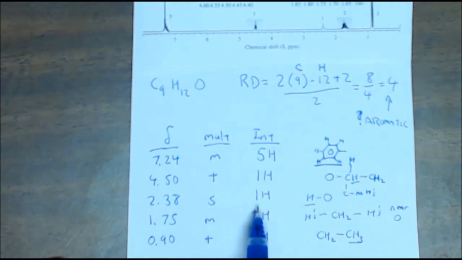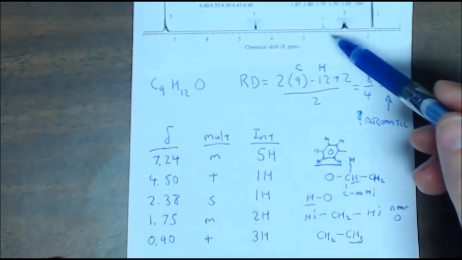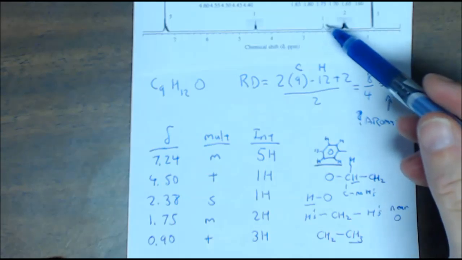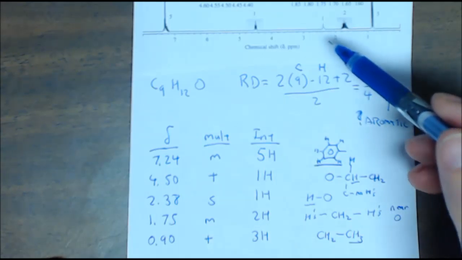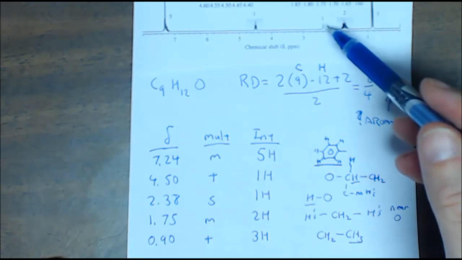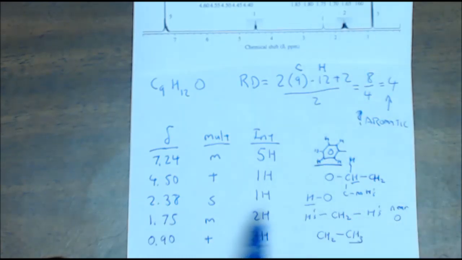It's a singlet, one hydrogen. If you look at the way this thing looks, see how it's kind of broadened like that? That's a dead giveaway for an alcohol. Okay, so that's the hydrogen and the alcohol, one hydrogen. So boom, that's the OH there.